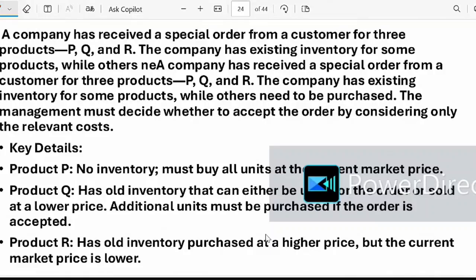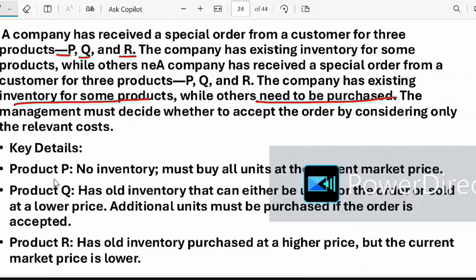Now have a look at this particular question. This is the simplest one from unit number 12, right? The company has received an order for three products: product P, product Q, product R. But here is a twist. Some products are in stock while others need to be bought at the current market price, right? So some products are there in the stock while others need to be bought at the current market price.